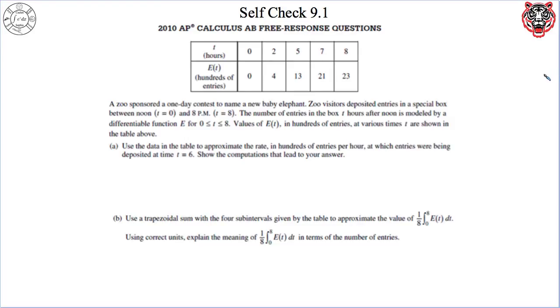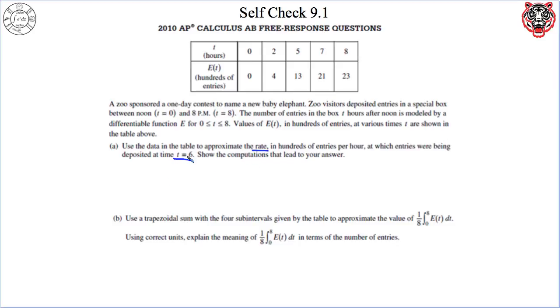This is AP Calculus AB, self-check 9.1. All right, so we have our zoo question, and it's asking us to approximate the rate at which entries were being deposited at time equals 6. So we're looking for a rate, and we're doing computations.